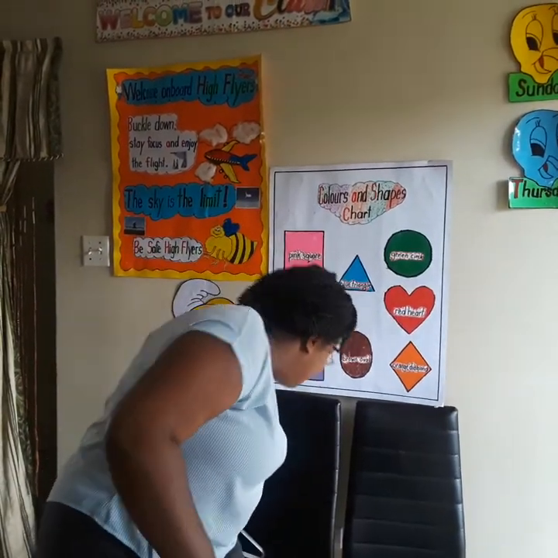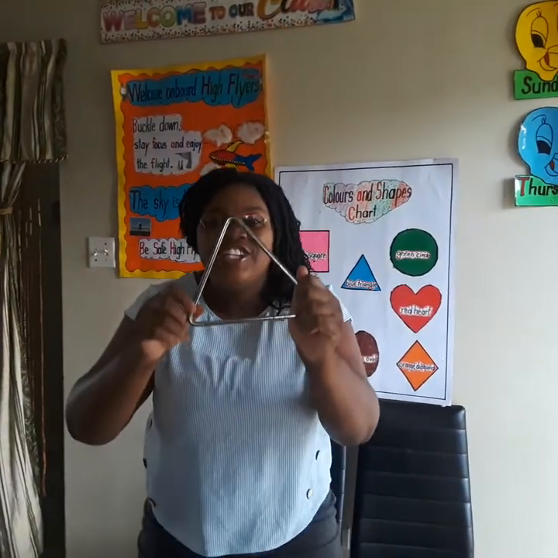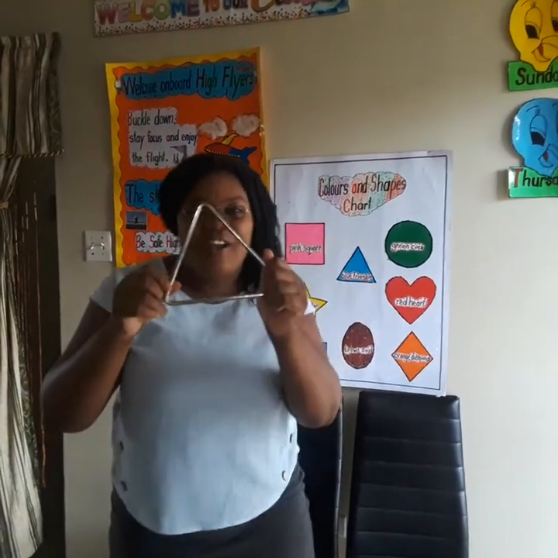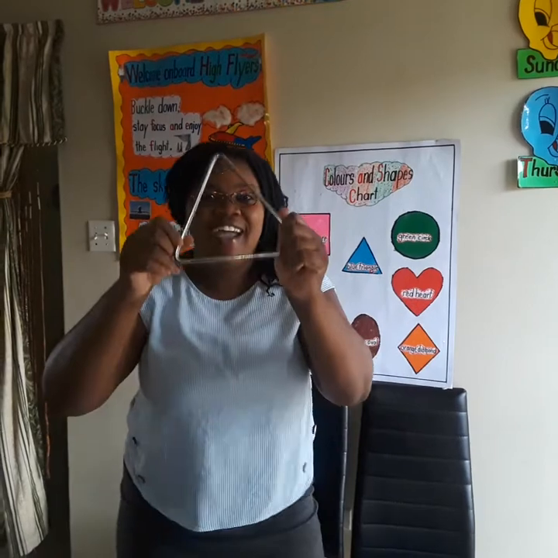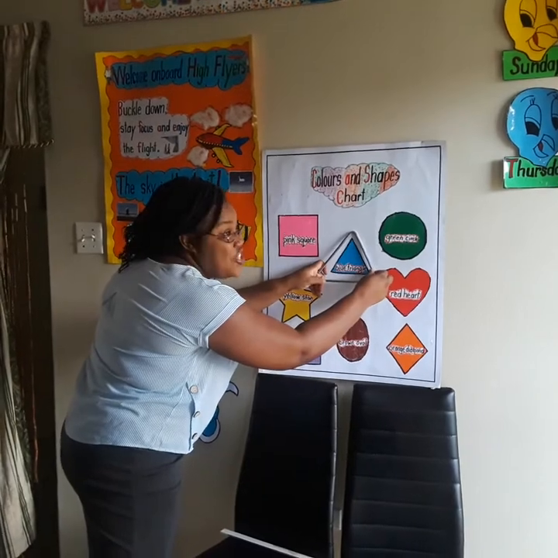Alright, so here I have the shape of a triangle. And a triangle has 3 sides. 1, 2, 3. I can make a triangle. Triangle. Triangle. Triangle. Come on, do the dance. Triangle. Just like this. And it looks exactly like the one I have on the chart.